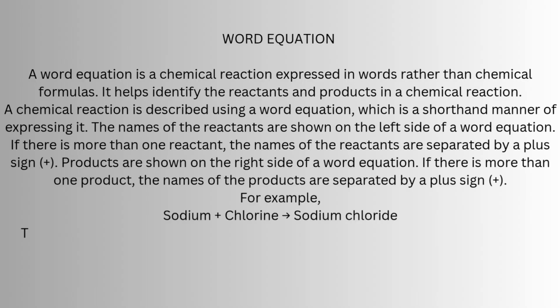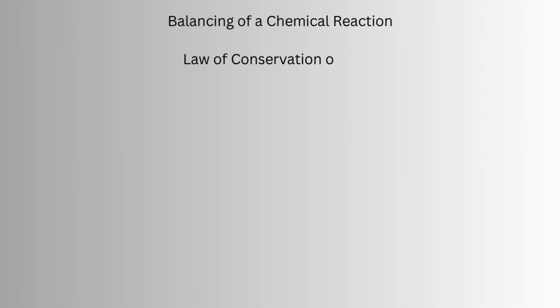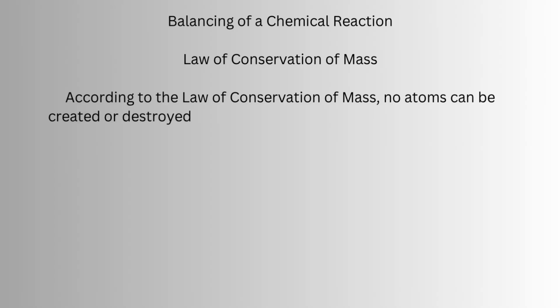Balancing of a chemical reaction. Law of conservation of mass. According to the law of conservation of mass, no atoms can be created or destroyed in a chemical reaction, so the number of atoms for each element on the reactant side has to balance the number of atoms that are present on the product side.